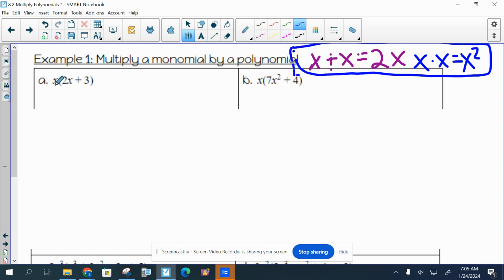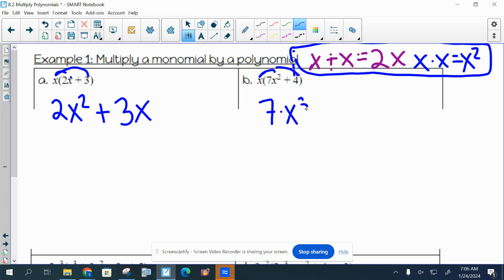So if you distribute the x, you would get 2x squared and then plus 3x. And that's how that's simplified. For part B, if I distribute the x here, well, there's already x squared here, so now it becomes 7x cubed, and then plus 4x.